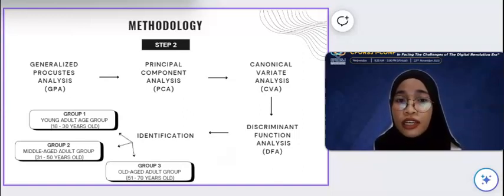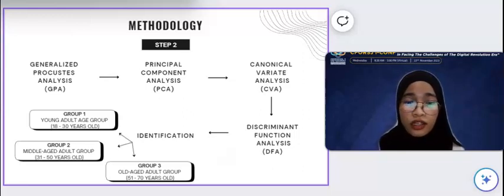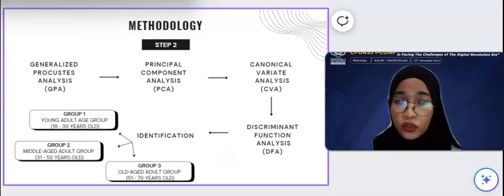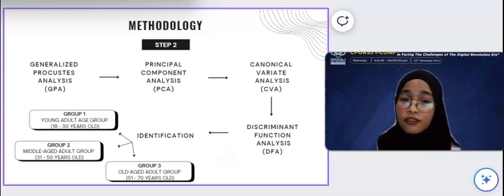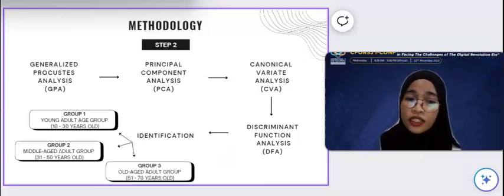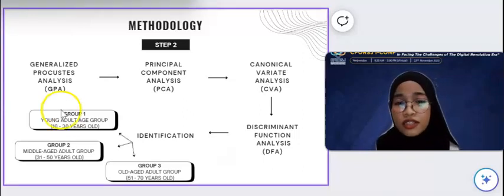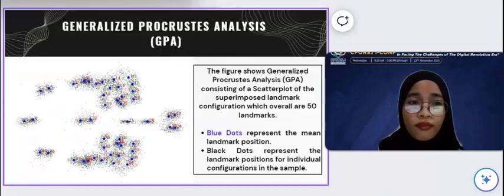We divided the age into 3 specific groups: group 1 consists of the young adult age group, 18 to 30 years old. Group 2 is the middle-aged adult group that consists of 31 to 50 years old, and group 3, the old-age adult group, consists of 51 to 70 years old.